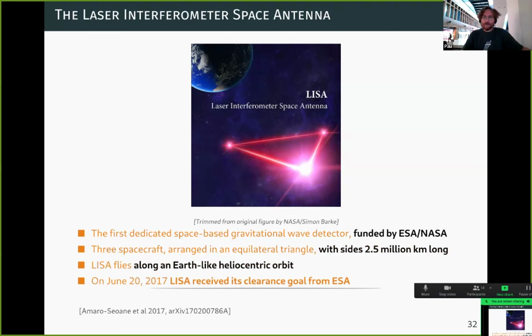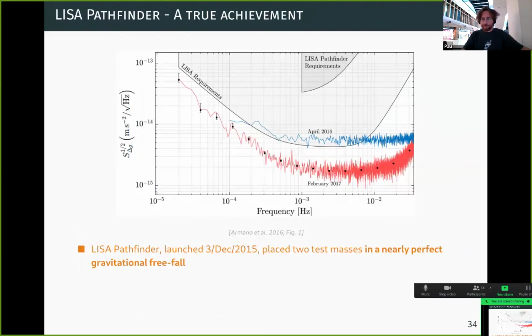So in that case, on June 20th, 2017, LISA received the clearance go-ahead from ESA. And a bit later, NASA decided to participate with a minor contribution. This is mostly ESA. And they required that we, in quotation marks, show that we can do that. So we had this experiment called LISA Pathfinder, which was a technology mission to prove actually that we can do this.